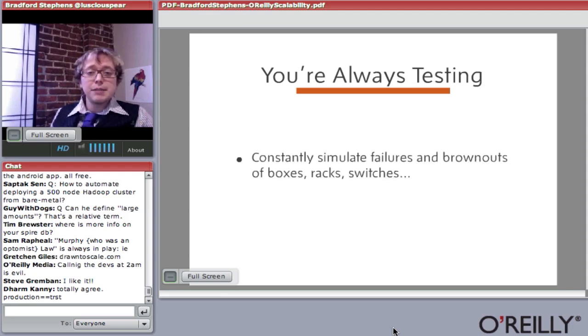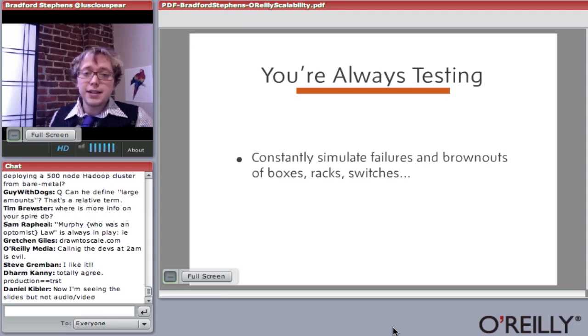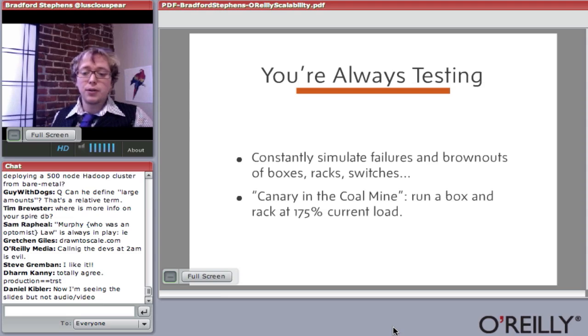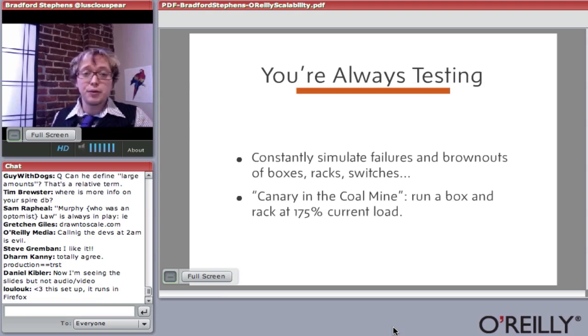What this basically means is that you're always testing if you're in production. And you should constantly try to simulate failures and brownouts, things like a box going down, or a switch going down, or somebody tripping over a cable. Some of these things can be kind of hard to automate, but you have to do it up front, or nature is going to automate your failure for you, and you won't be prepared for it when it happens.